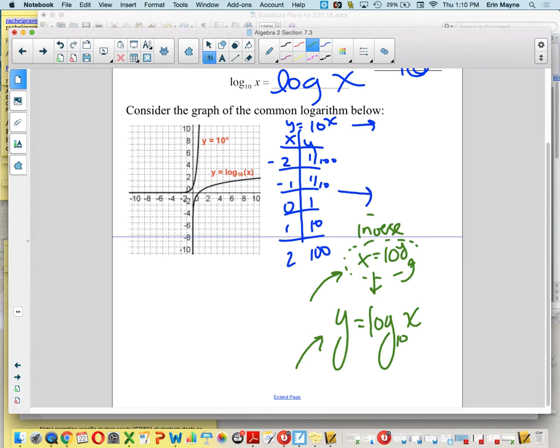Now, you also know that when I go to get the ordered pairs of the inverse, my x and y switch, that's right. So my ordered pair swaps. So this is 1/100th, -2; 1/10, -1; 1, 0; 10, 1; 100, 2.